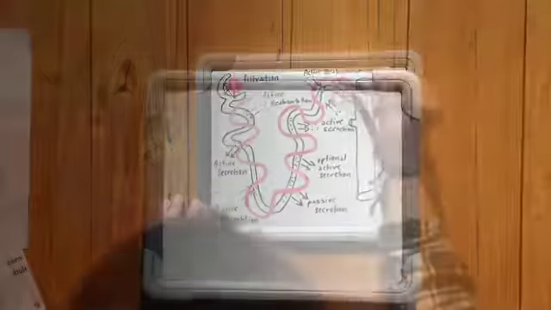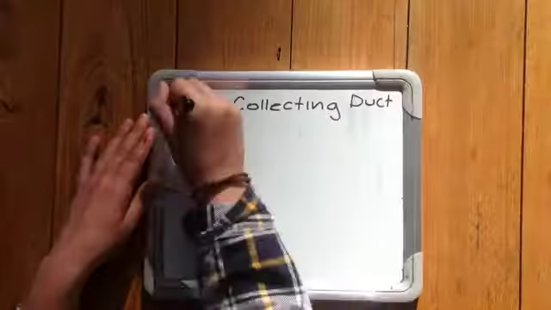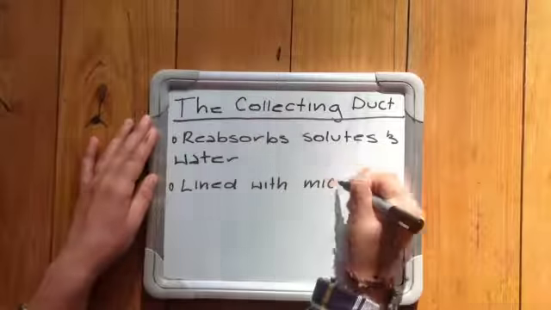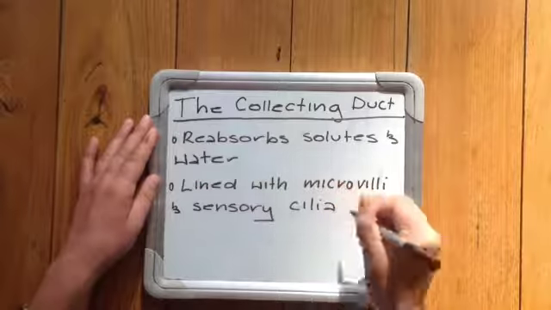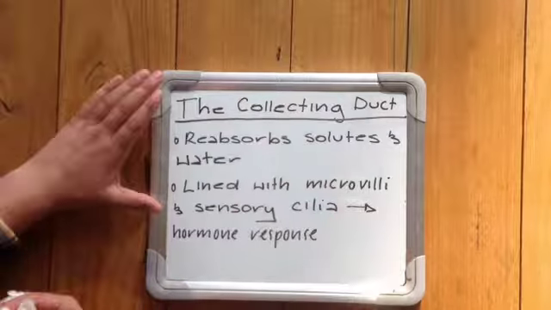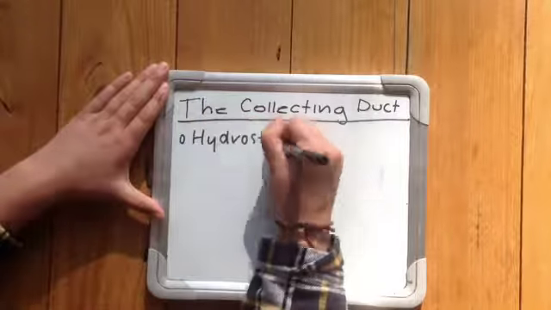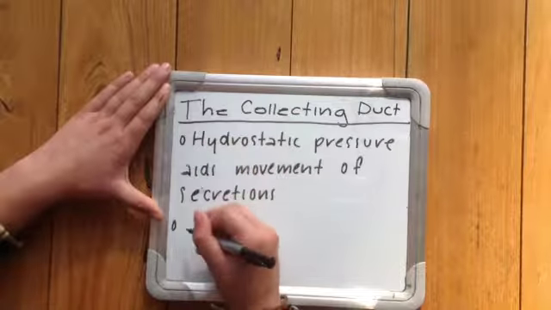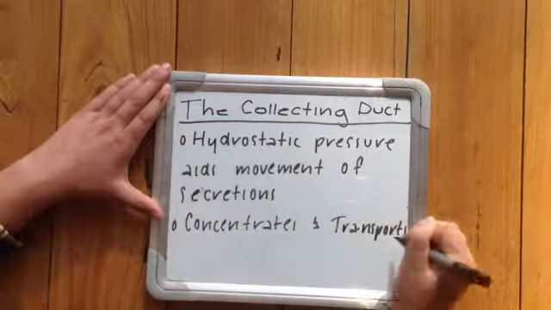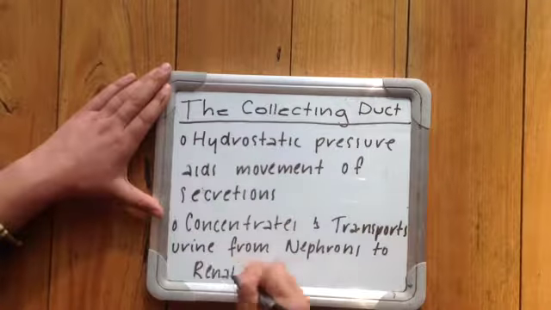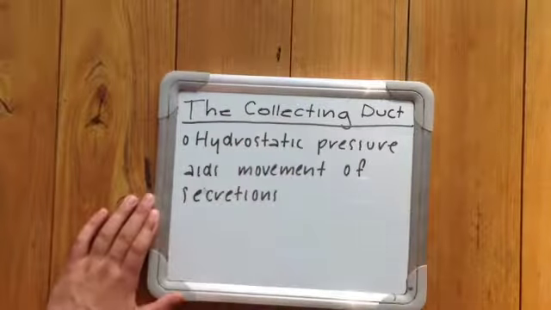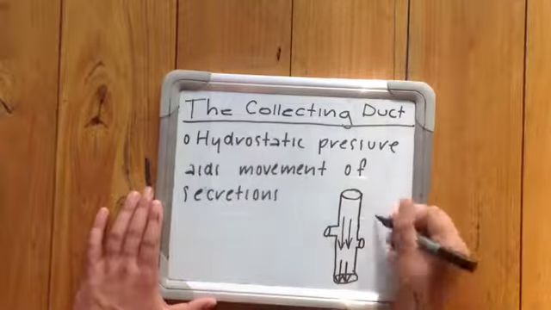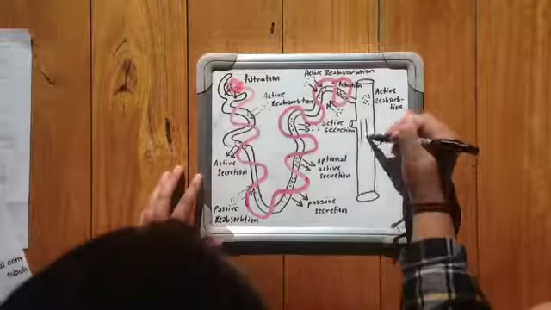The collecting duct reabsorbs solutes and water from filtrate. It connects with the nephron tubules in the cortex. The walls of the tubules are composed of microvilli, as well as cells with hair-like projections known as sensory cilia, that play a role in its response to hormones. Hydrostatic pressure helps to move secretions through the tubes. The collecting duct consists of two narrow tubes in the kidney that concentrate and transport urine from the nephrons to larger ducts in which urine gathers until it flows through the renal pelvis and the ureter to the urinary bladder.